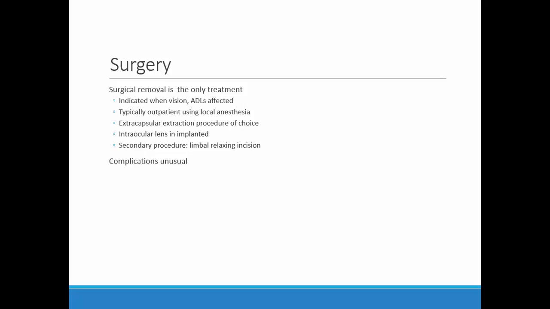Surgical removal of the lens is the only treatment. There is no medical treatment to prevent or treat cataracts. If both eyes are affected, they will only do one side at a time, and usually whichever one is the worst, they do that one first. Surgery is indicated when vision and activities of daily living are affected, and typically surgery is done on an outpatient basis using only local anesthesia. If they have to end up using general anesthesia, the patient will stay in the hospital overnight.